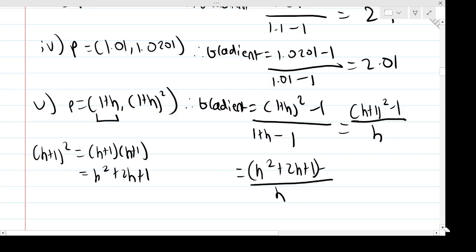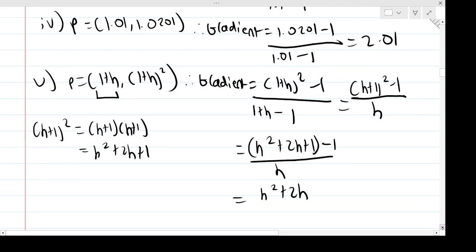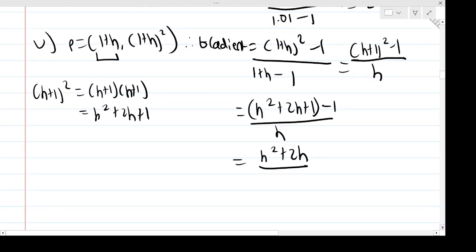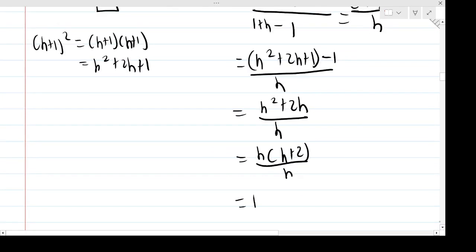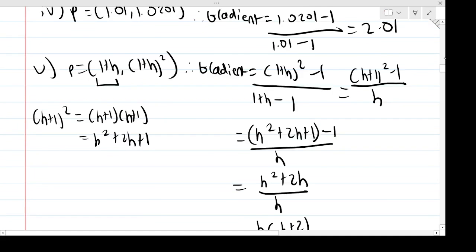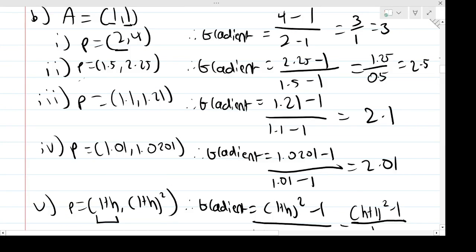Notice now we can simplify the top, because 1 minus 1 gets me 0, so it's just h squared add 2h over h. I can actually cancel the top and bottom by h. If I factor an h out on the top, h of h plus 2 over h, it's like simplifying algebraic fractions. We then get h plus 2 as my answer. So that would be my simplified gradient from A to P in terms of h, with this coordinate P here.